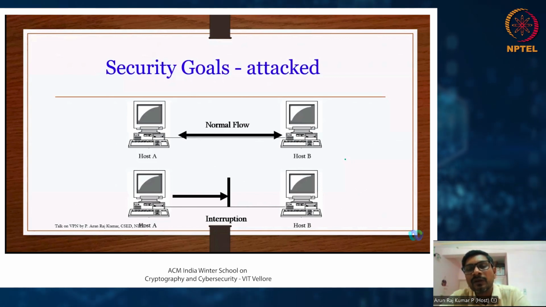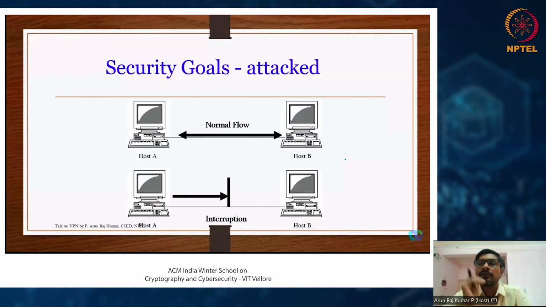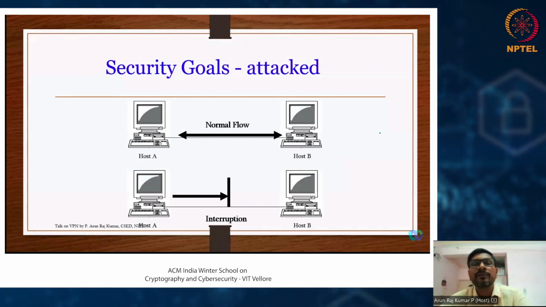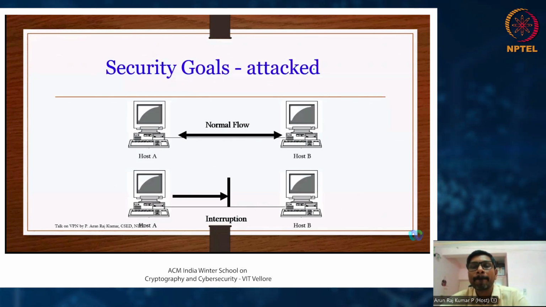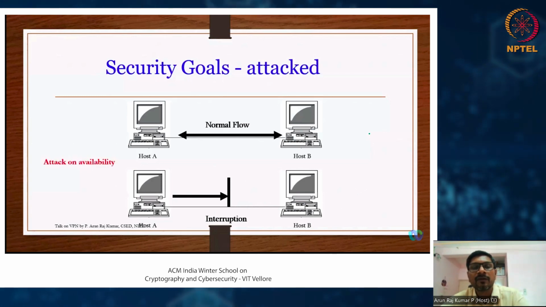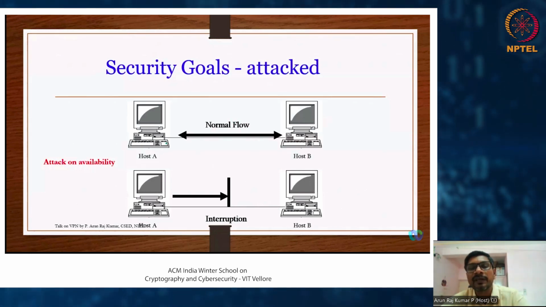It's actually interruption. So what kind of goal should be compromised? Any answers? Let me just see the chat. Okay, confidentiality. Any other answers? So it is an attack on availability, right? Because you could see it's normal network traffic flow. Flow means a group of packets that are exchanged between host A and host B. Now somebody is stopping this communication between A and B. So basically they are trying to deny the service. So denial of service is actually an attack on the availability goal.